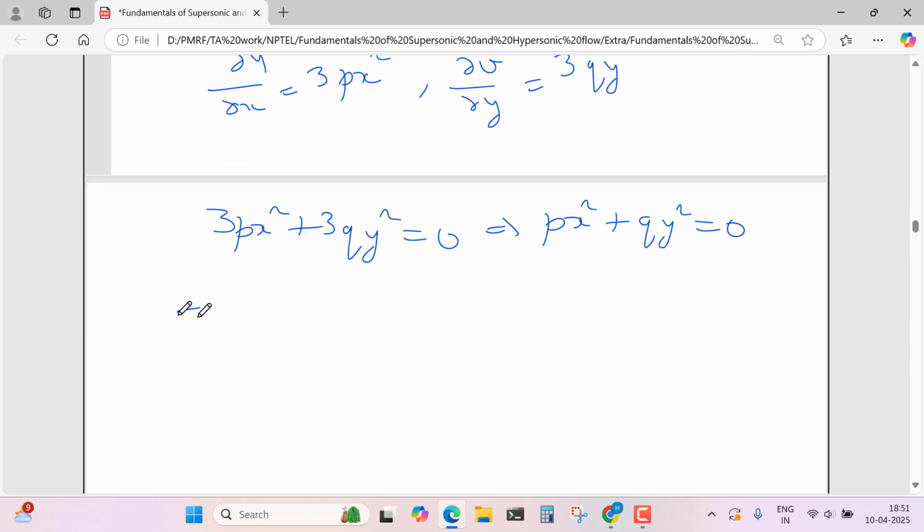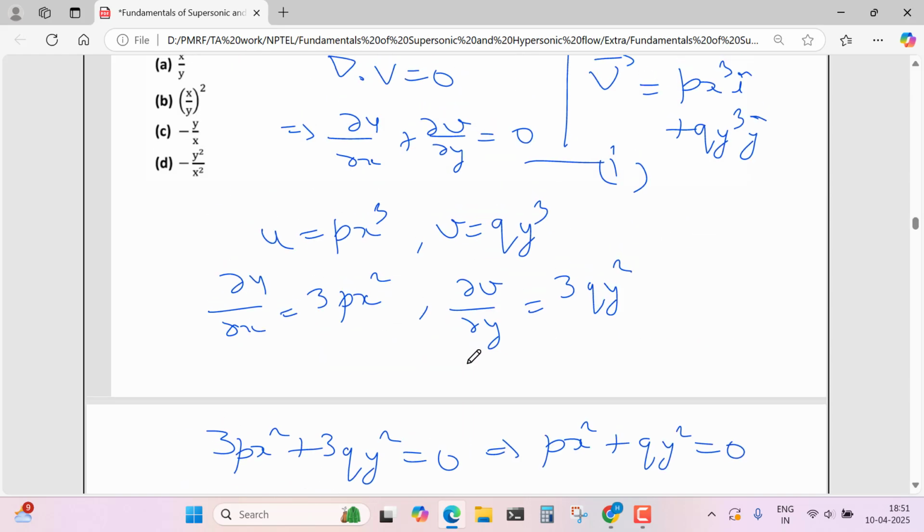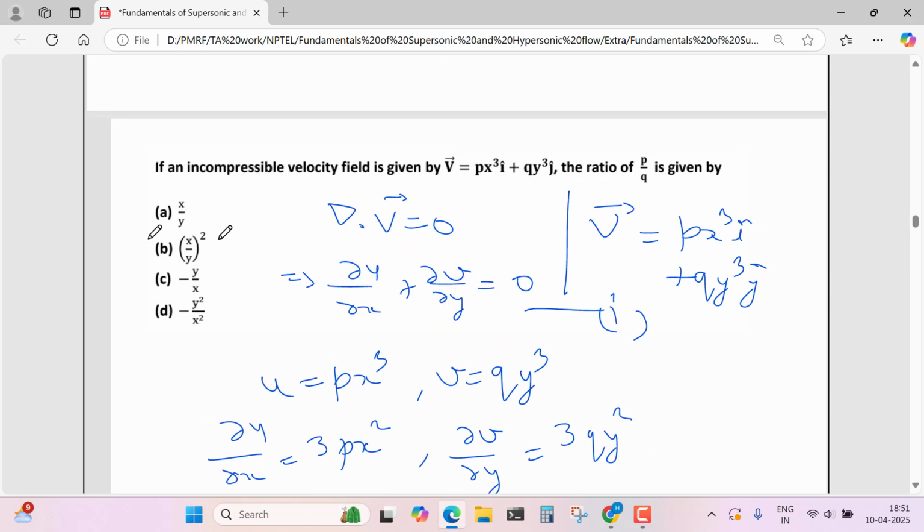We'll take this q term on the right hand side. We'll get p x square equal to minus q y square. If we divide this equation by q, we'll get p by q equal to minus y square upon x square. So what will be the answer? This will be option D, minus y square upon x square.